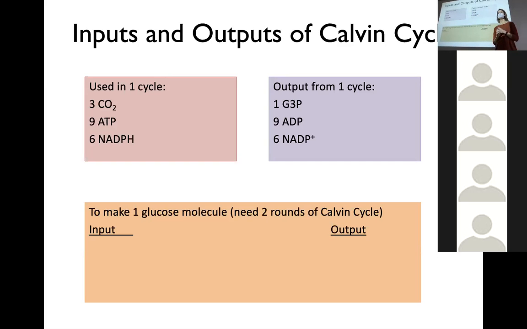Yes. Okay. Yeah, to rearrange one of those molecules. And how do we still end up with 9 ATP? Oh, it changed. Yeah, ATP to ADP. That's easy to overlook. The really important output of this is the G3P, right? Because that's what's going to make the glucose. So we have one G3P from one cycle.